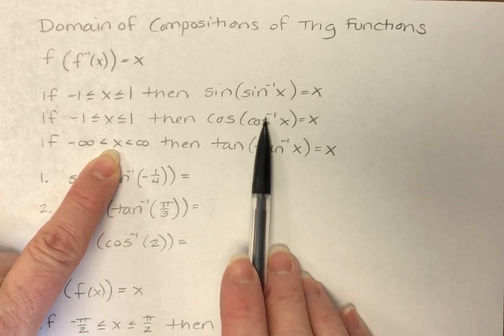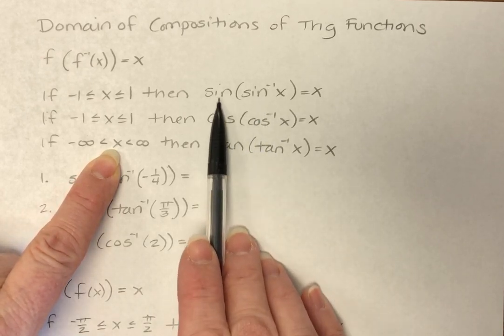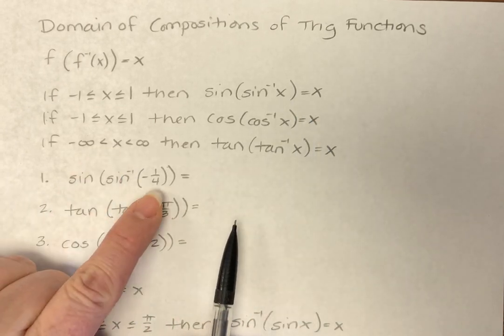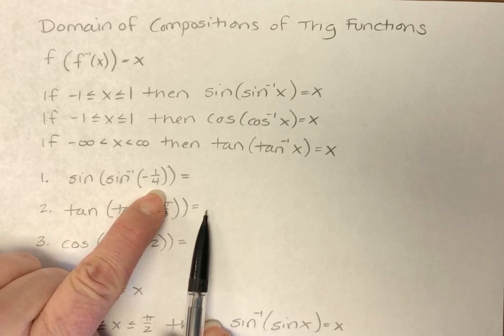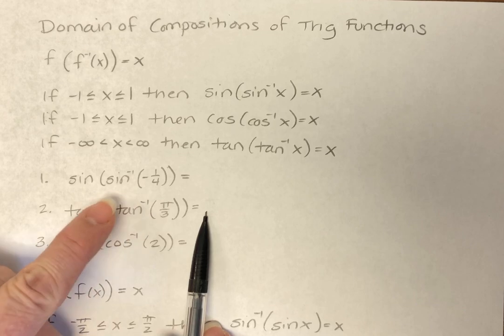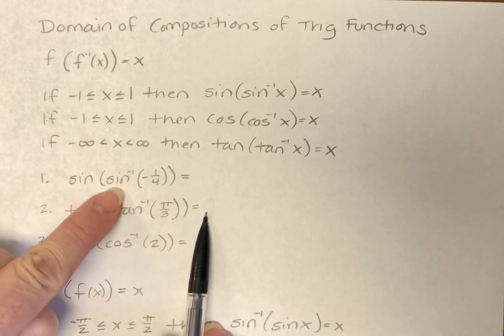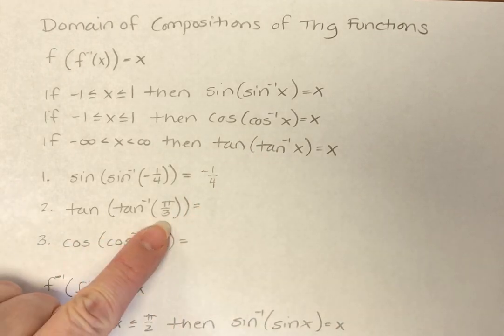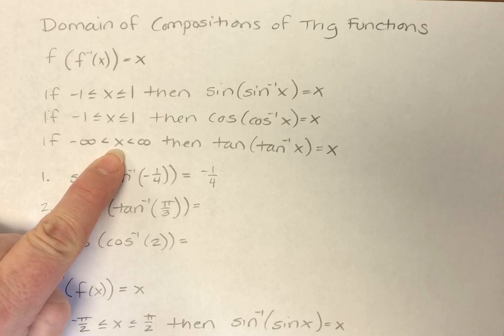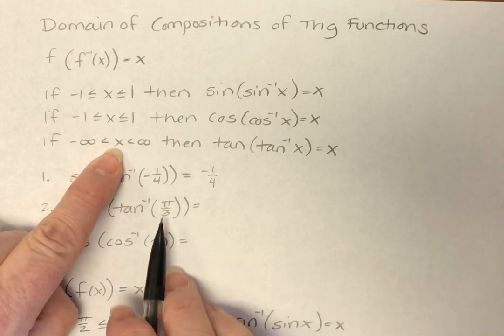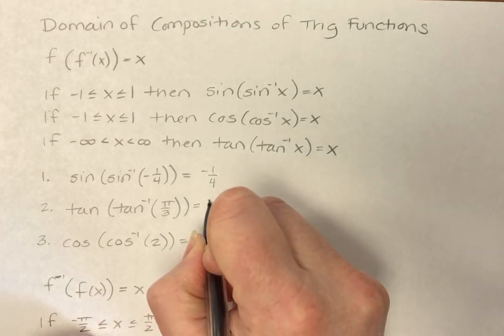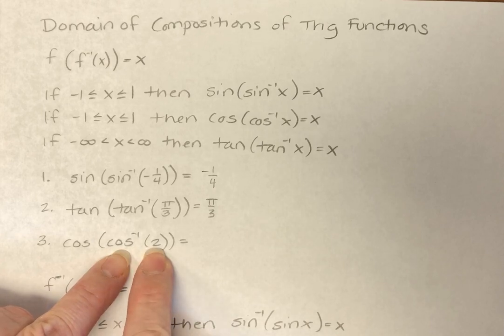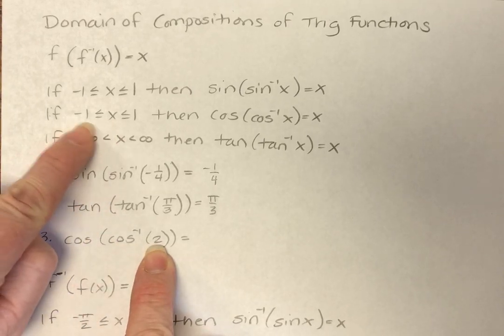So if the inverse function is on the inside and you have the regular function on the outside, it is just equal to x. So as long as this is between -1 and 1, then the sine of the inverse sine, those basically cancel each other, and it's equal to -1/4. Tangent, you're pretty safe. As long as x is all real numbers, then they cancel, and this is equal to pi/3.